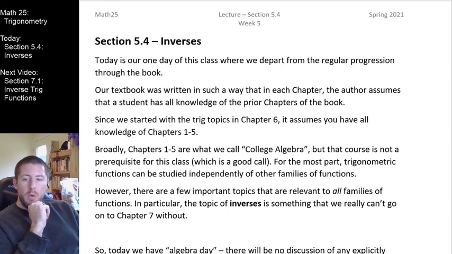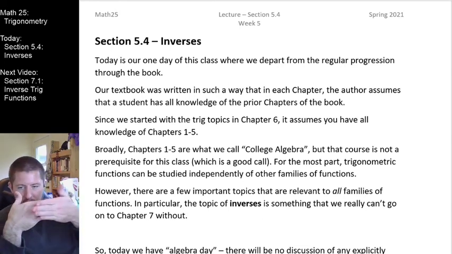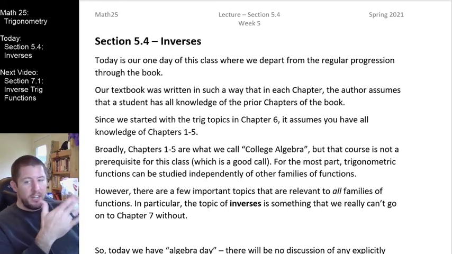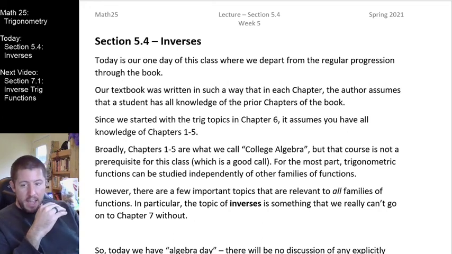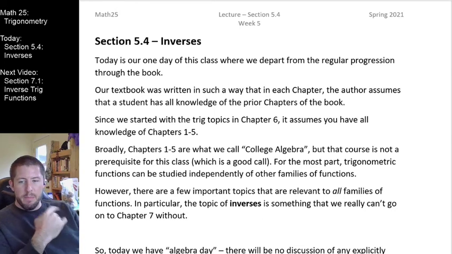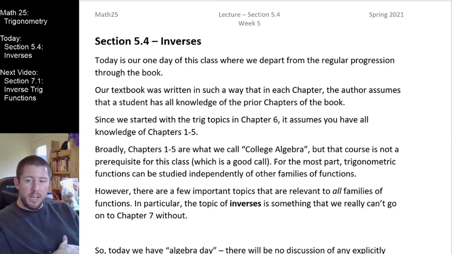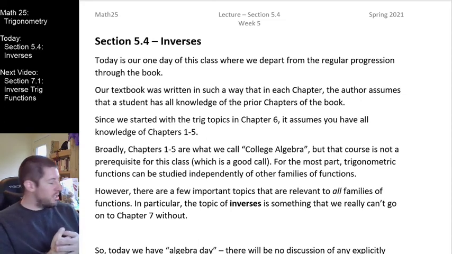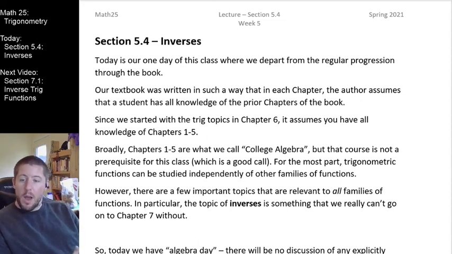This is the one day where we depart from our traditional approach of walking through the book section by section. I do like our book. I should say I don't like the ordering of the book for teaching algebra, because I don't really like the ordering of the sections in chapters 1 through 5. But I really do think this book has a really good setup of the sections for all the trigonometry material, which is why we follow the exact path of the book pretty much for this class.